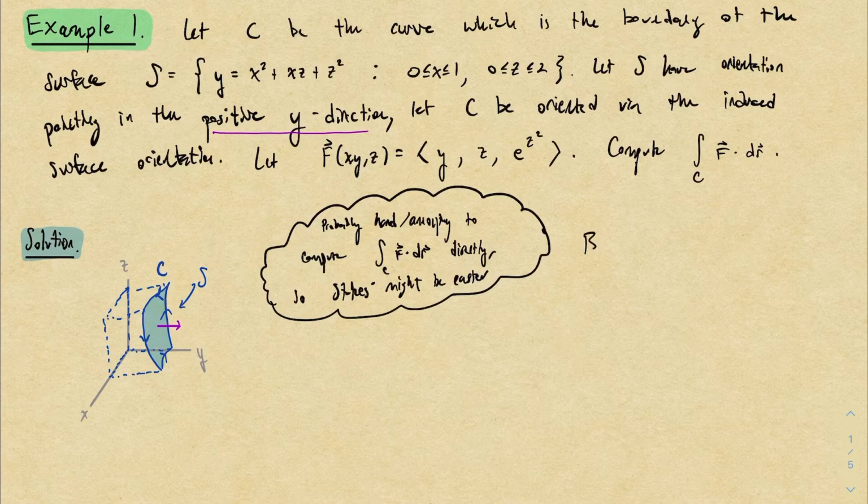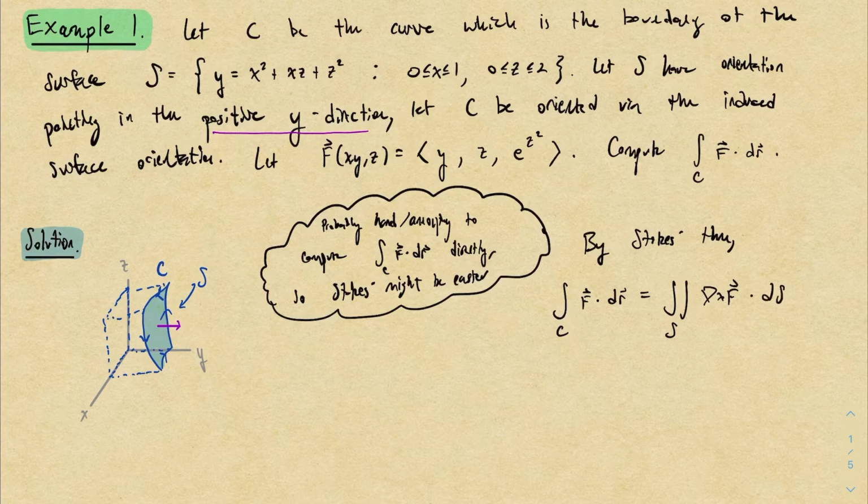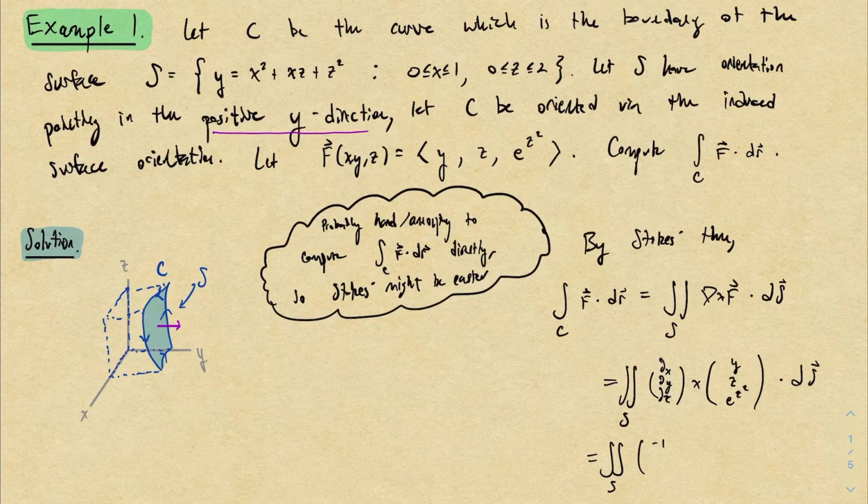By Stokes' theorem, this integral that we care about, the integral of F over C, well, by definition, C is the boundary curve of S. So Stokes' theorem tells us that this integral is equal to the surface integral over S of the curl of F. So I'll compute the curl of F. Doing the cross product should give you the vector (-1, 0, -1). And at this point, we just have a surface integral to evaluate.